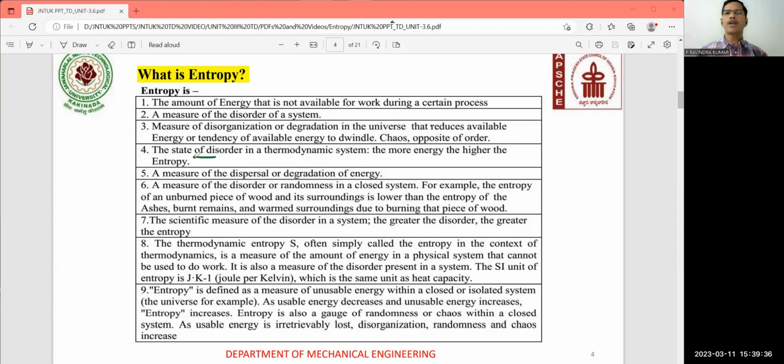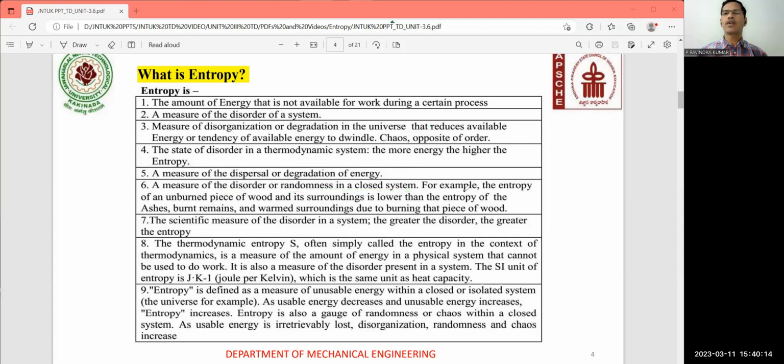The state of disorder in a thermodynamic system is entropy. The more the energy is dispersed, the higher the entropy. It is a measure of dispersal or degradation of the energy, or in other words, a measure of disorder or randomness in a closed system.